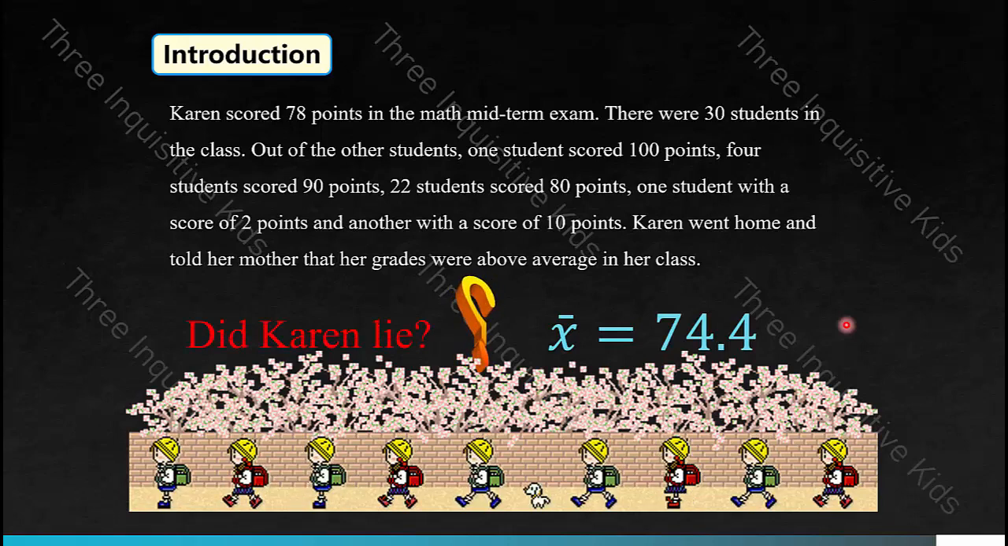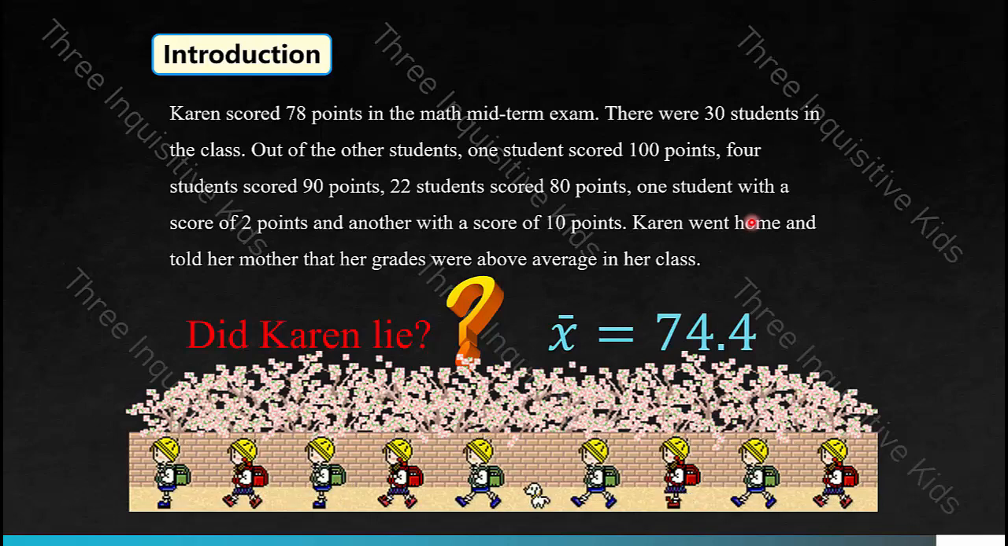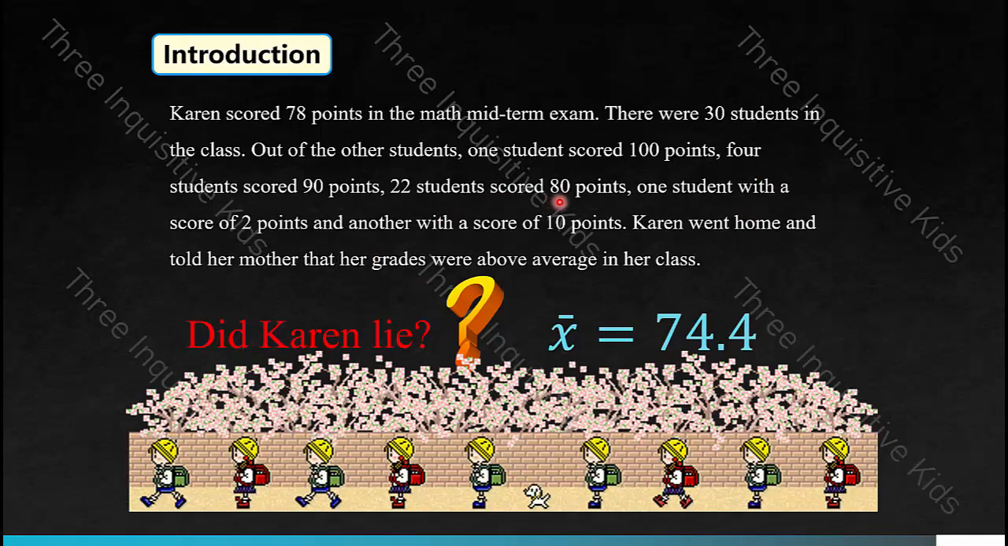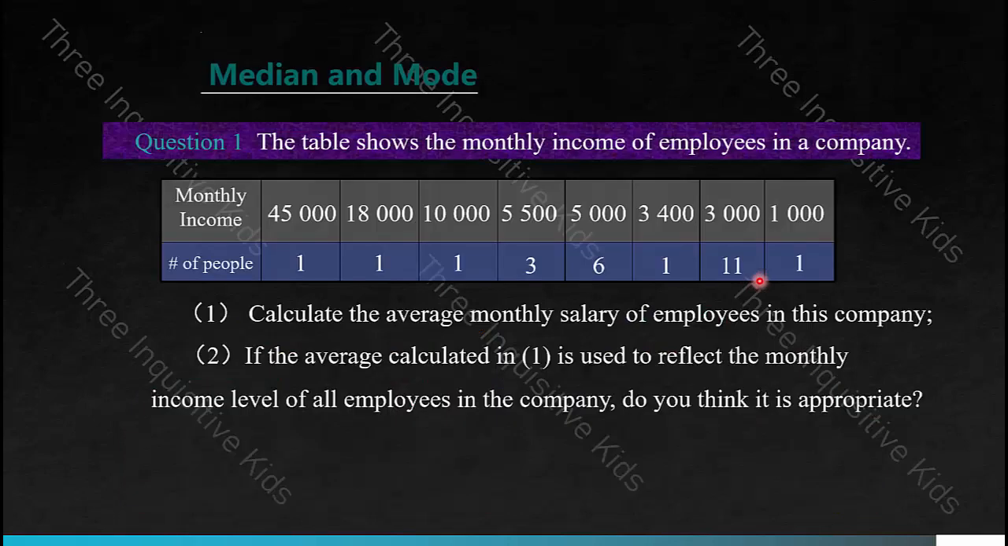Did Karen lie? As you can see here, the mean of the scores of all the students in this class was 74.4 points. Did she lie? Does this make sense? Because we know that 22 students scored above her. But how come she is still above average in her class? I mean, this is true, but it doesn't seem right to describe this set of data. Now, this is where the median and the mode comes in.